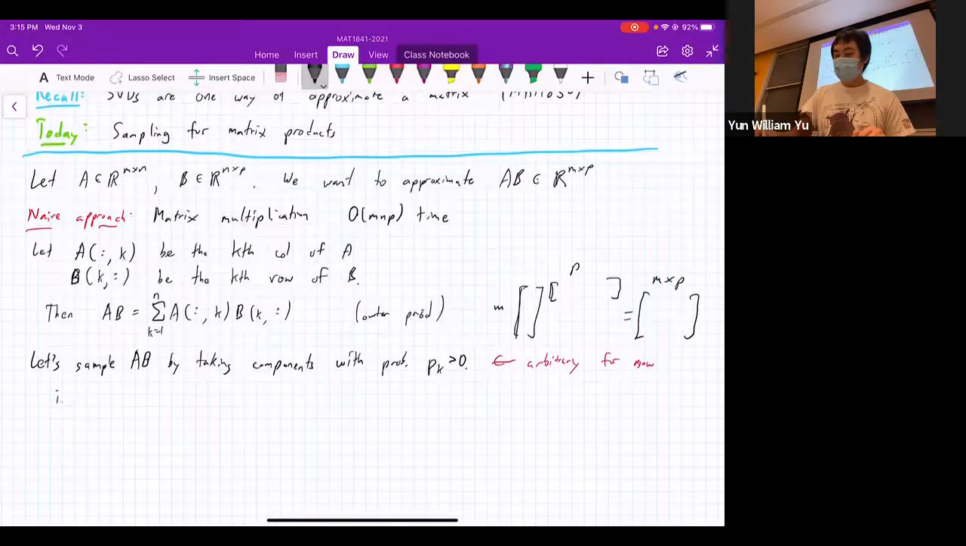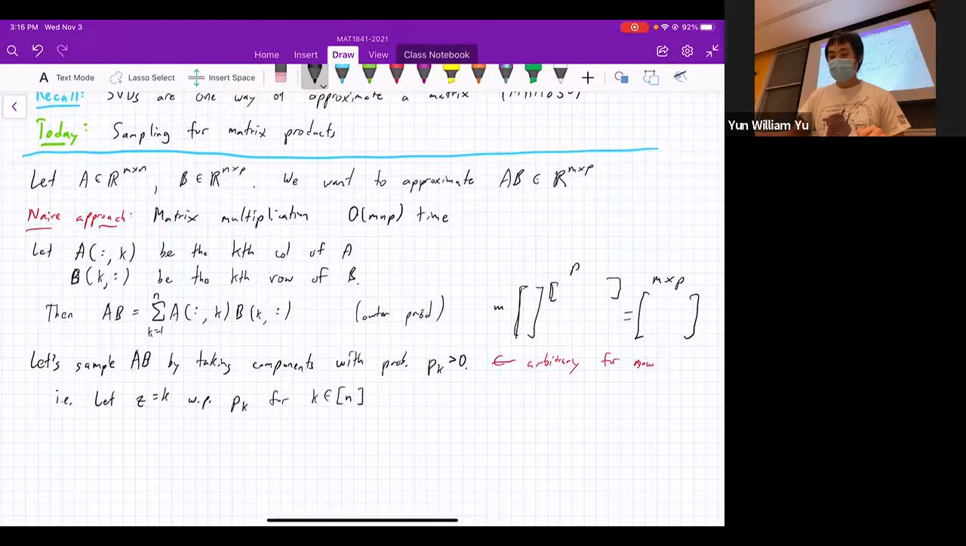More precisely, we're going to let Z be equal to k. So this is a random variable with probability p_k, for k in the set from 1 to n.